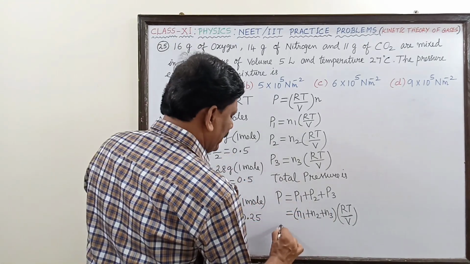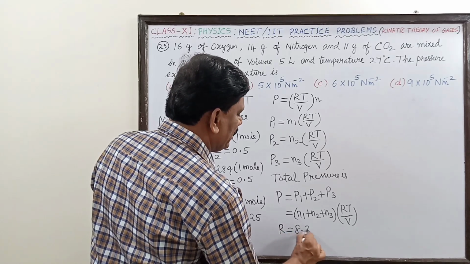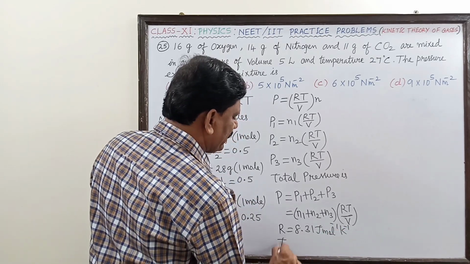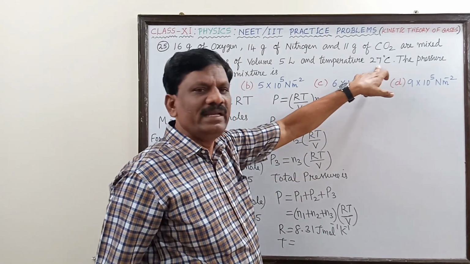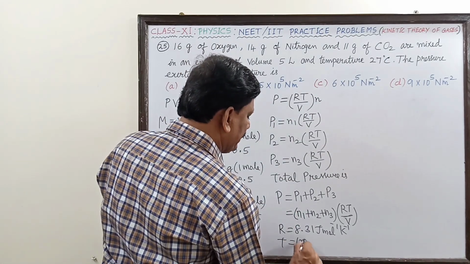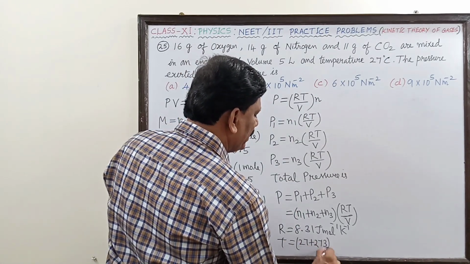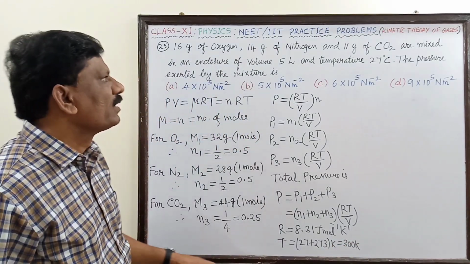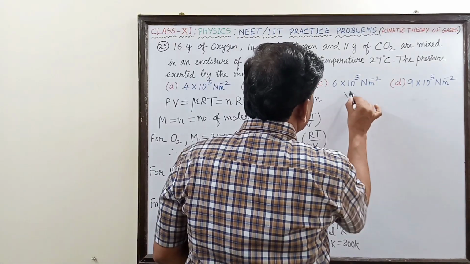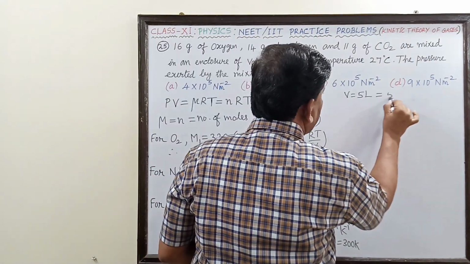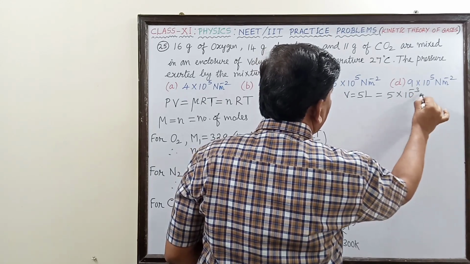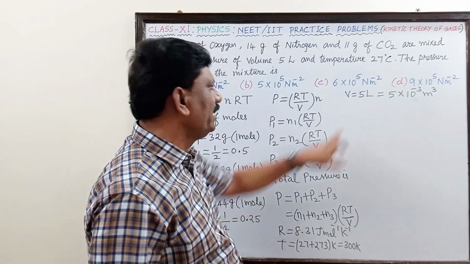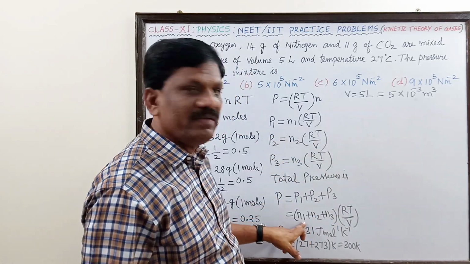Now R, the value of gas constant, is 8.31 joule per mole per Kelvin. Temperature is 27 degrees Celsius, so this is equal to 27 plus 273 Kelvin, which is 300 K. And volume V is equal to 5 liter. So liter is converted into meter cube, 10 power minus 3 meter cube. Now I am going to substitute the values of RT and V in the previous equation.